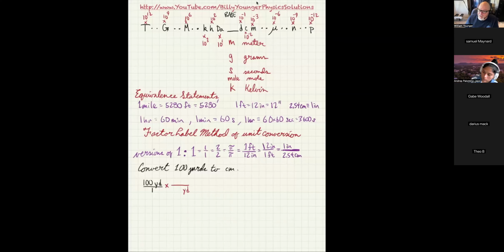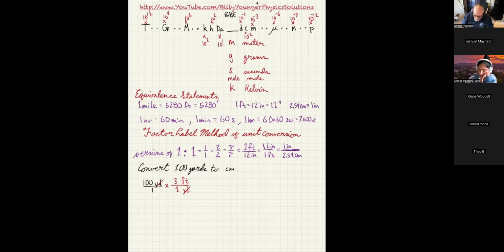So I'll put the yard down there and I'll put the foot up top. And what I know is that 3 feet is equal to 1 yard. And you can see that the yard is going to cancel out with this yard. Notice I went from top right to bottom left in slashing through that yard. You can use that as a bookkeeping technique to make sure you canceled out the right thing with the right thing, by changing up the different slash you use for different units.